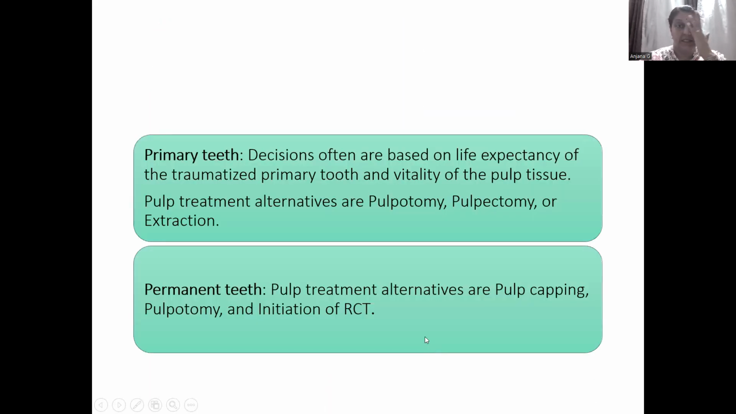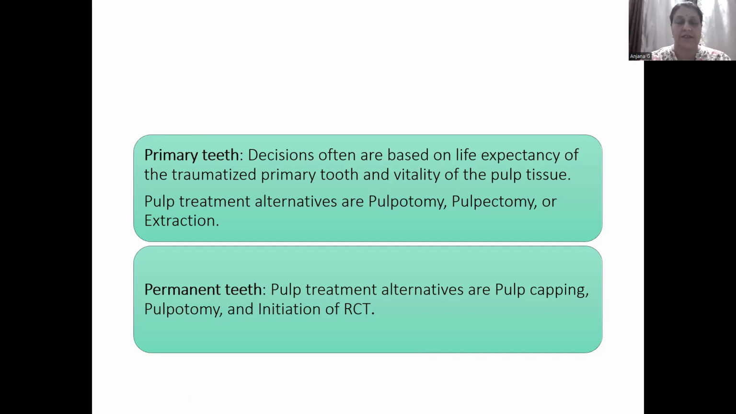Primary teeth. Decisions are often based on the life expectancy of the traumatized primary tooth. If it is nearing exfoliation and root resorption is almost complete and the permanent tooth underneath is about to erupt, we don't think about trying to save the tooth. And vitality of the pulp tissue. Many times the patient doesn't report to you immediately and the tooth goes into necrosis. And if there is a periapical lesion which is jeopardizing the health of the underlying tooth bud, it is better to extract the tooth.